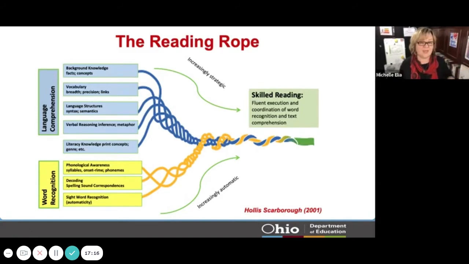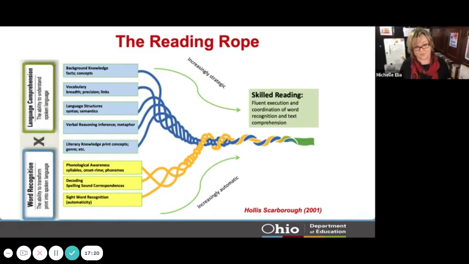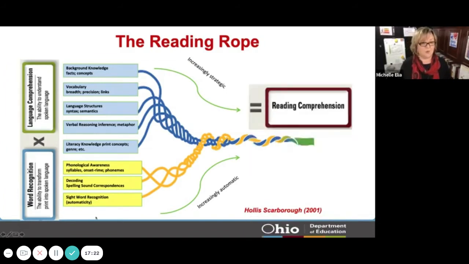So this model is 100% aligned with the simple view of reading. In fact, we can overlay them. And here you see word rec, language comp equals reading comp. And although Hollis Scarborough didn't design them to be exactly the same, because the research was the research, it turns out they really were beautifully aligned, that we need both word recognition skills and language comprehension skills.